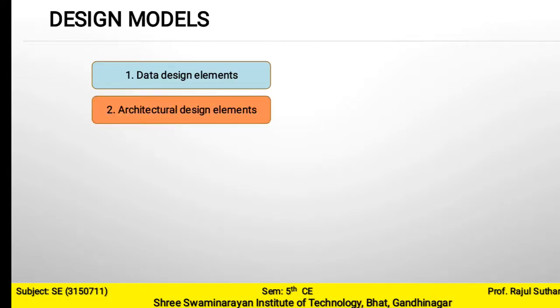Then second, the architectural design element. Here the architectural design element provides an overall view of the system. The architectural design element is generally represented as a set of interconnected subsystems that are derived from the analysis package in the requirement model. The architecture model is derived from some sources, like the information about the application domain to be built, and requirement model elements like the data flow diagram.